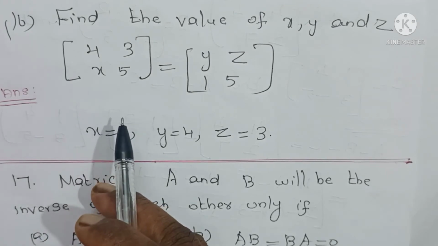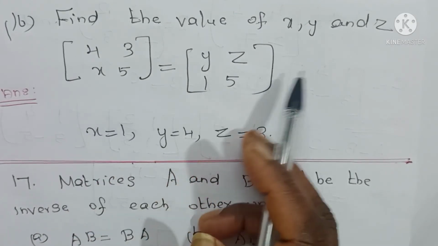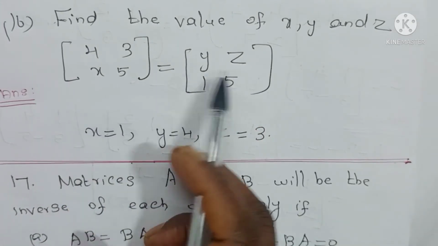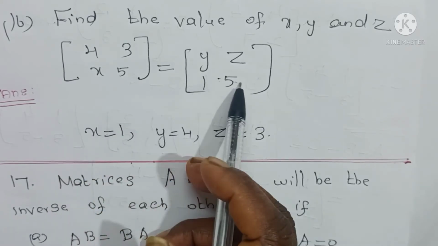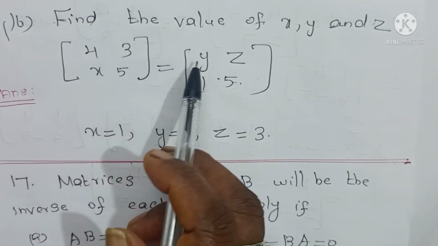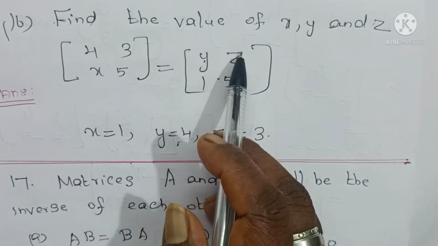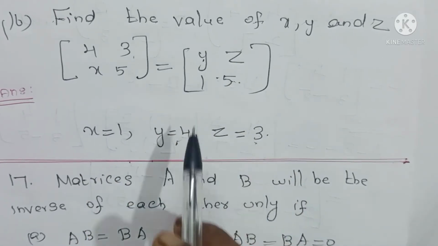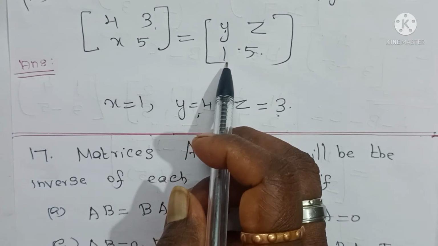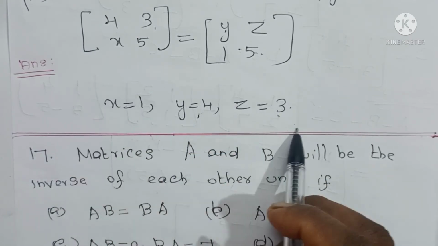Next, move on to the 16th question. Find the value of x, y and z. They have given this equation. From this you can easily write 4y, so y is equal to 4. What is z? z is equal to 3. Then from this x is equal to 1. So you can find it easily.